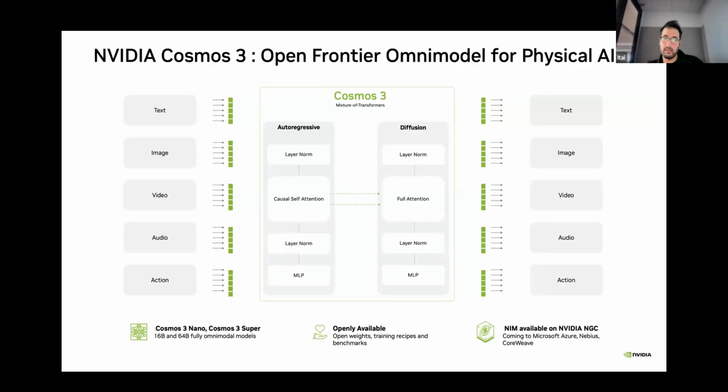What it means is that a developer can use text as an input and generate video as an output, or for example, use action and image as an input and generate videos as an output, and that's OmniTrims that I'll talk about in a second. It comes with two variants, Cosmos Nano and Cosmos Super, and it's available on Hugging Face. We also have NIM available on NGC, which are optimized, containerized versions of these models.